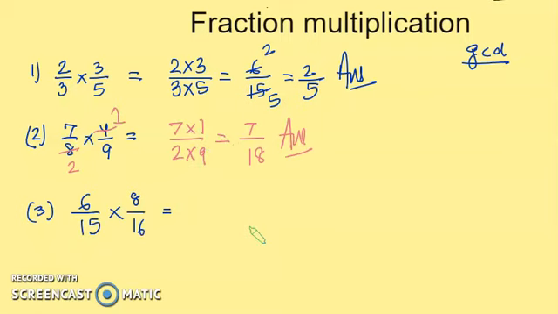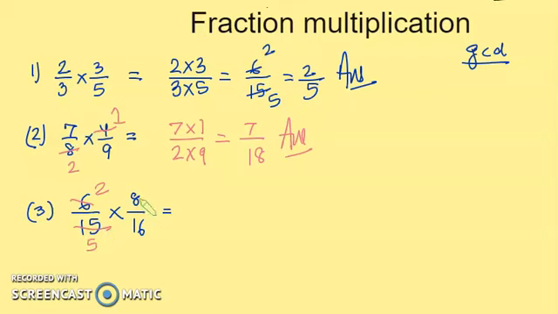Let us take a look at example 3. We have to multiply the two fractions 6 by 15 times 8 by 16. Now if you give a close look, what do you observe? 6 and 15, both are multiples of 3, so you can cancel it out. 6 divided by 3 gives you 2. 15 divided by 3 gives you 5.